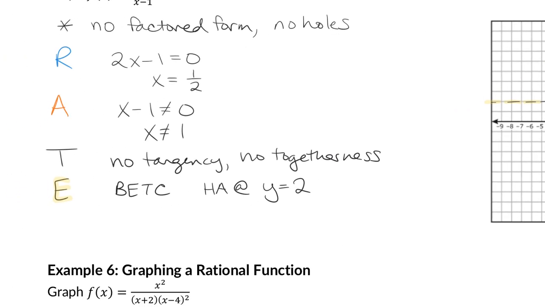Last thing we need is the y-intercept. The y-intercept is pretty easy because it tells me just to plug 0 into the function. So I'm going back to the function written on the paper, and I'm going to do 2 times 0 minus 1 over 0 minus 1. What's 2 times 0? 0 minus 1. Okay, and then 0 minus 1? Yeah, so negative 1 over negative 1 gives me 1.